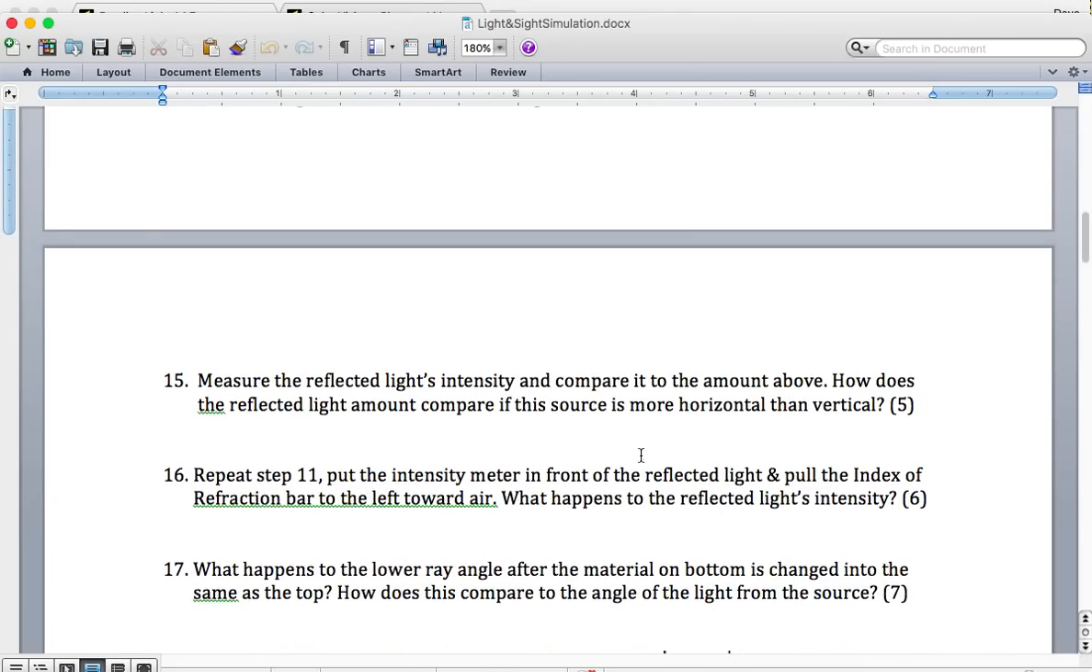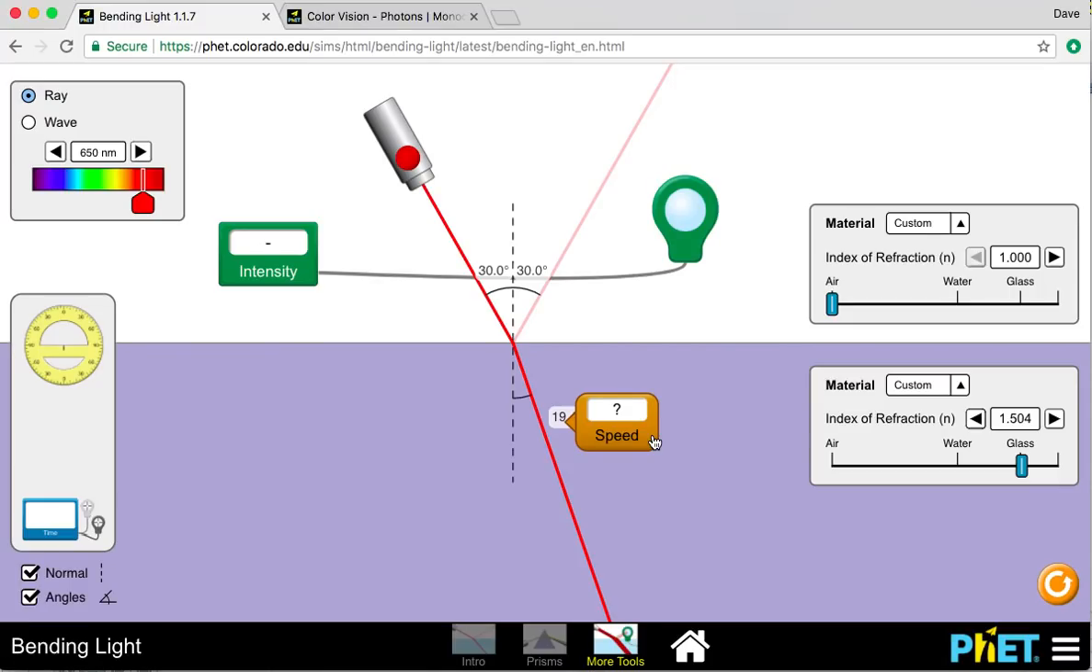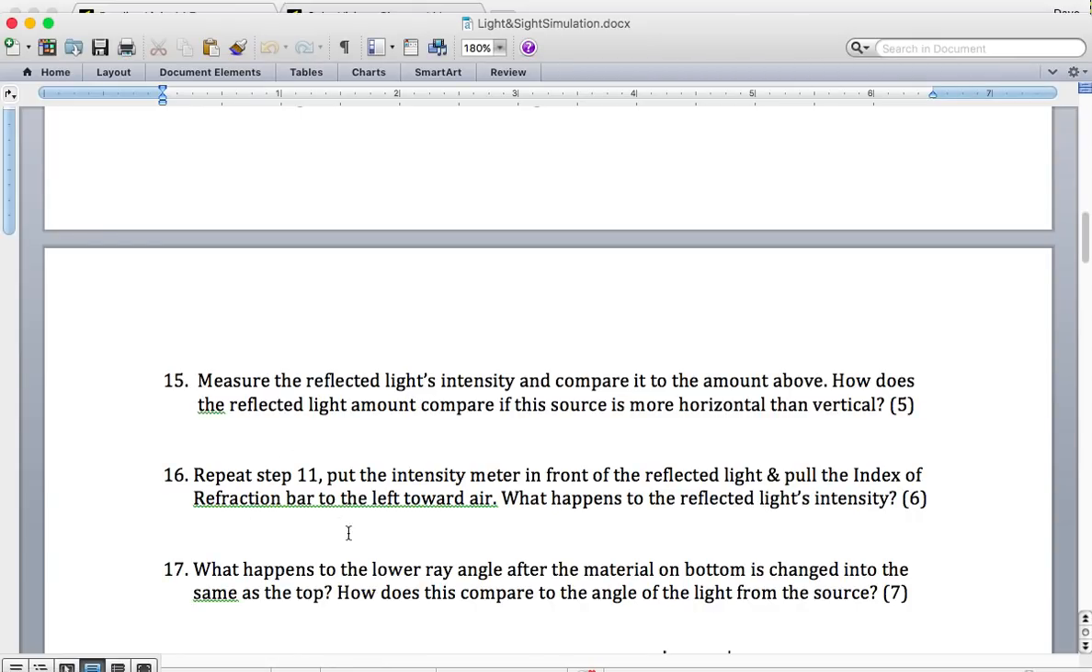And then put the intensity meter in front of the reflected light and pull the index of refraction bar to the left towards air. What happens to the reflected light's intensity? Okay, so right now we have an intensity of about 5.83. So as I bring this material on the bottom, I don't think I said that. I saw some people struggling with this yesterday. I should have said the index of refraction to the left towards air.